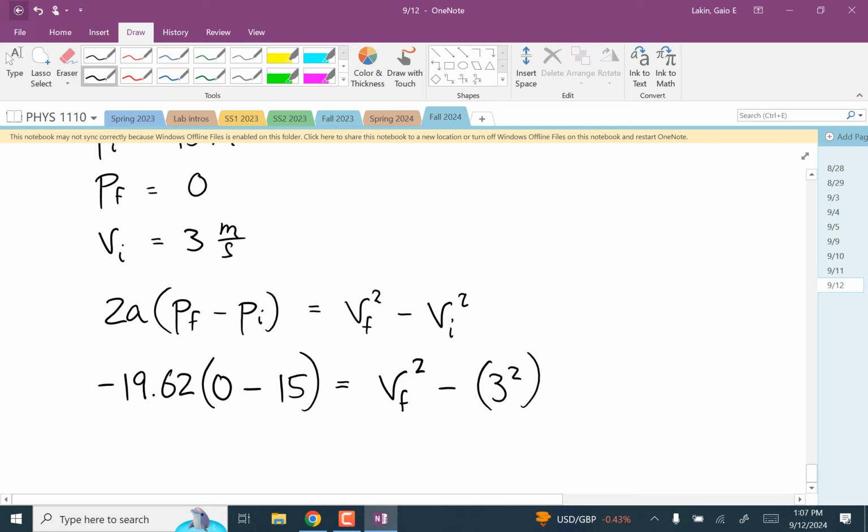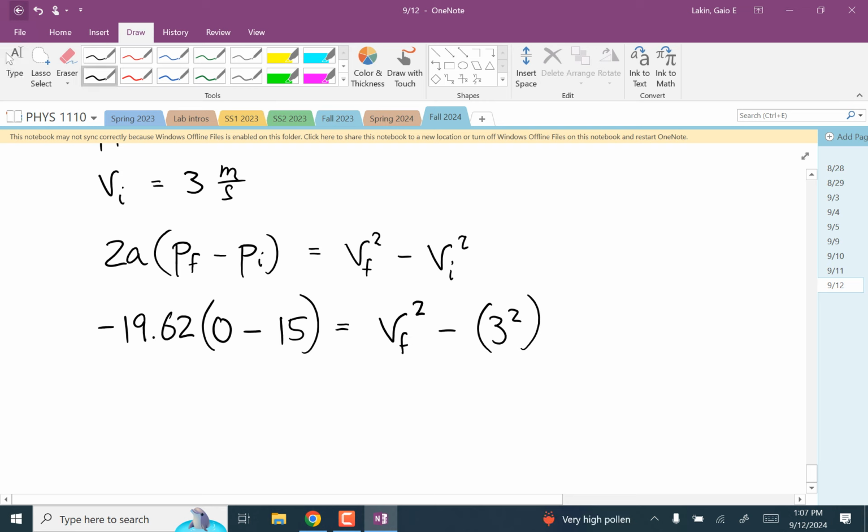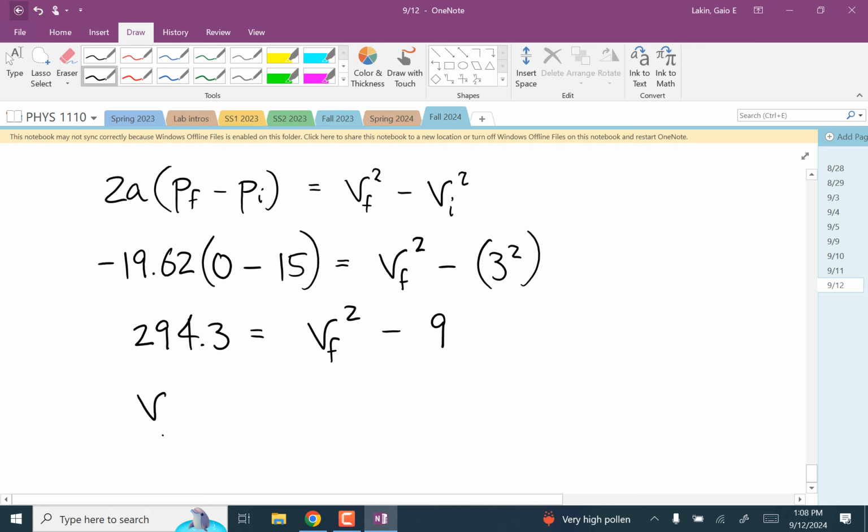And so you get, what's that, 294.3 positive is equal to vf squared minus 9. And so vf squared is equal to 303.3.